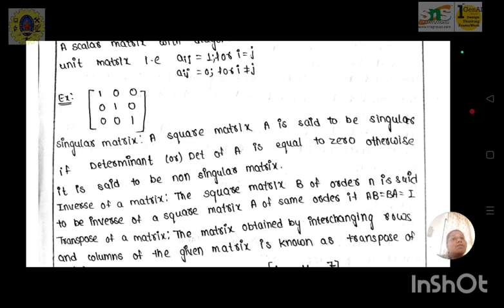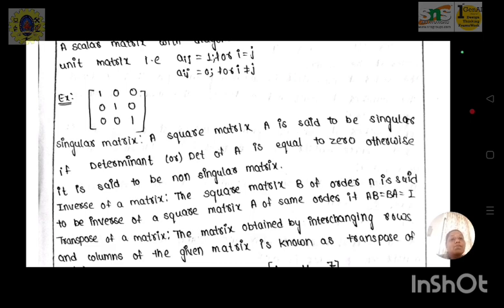The next one is the inverse of a matrix. The matrix should be in square form. Square form means m equal to n, that is 2 by 2, 3 by 3, 4 by 4 like that. The square matrix B of order n is said to be the inverse of a square matrix A of the same order if we get AB equal to BA equal to I. Then the matrix B is said to be the inverse of matrix A.